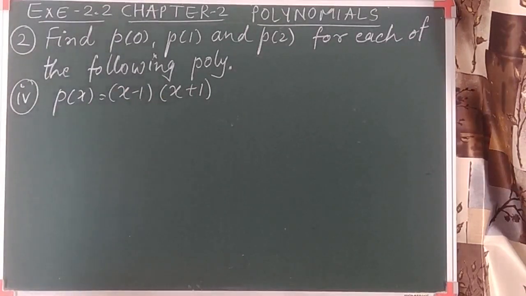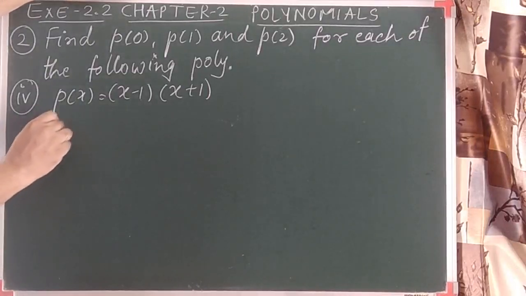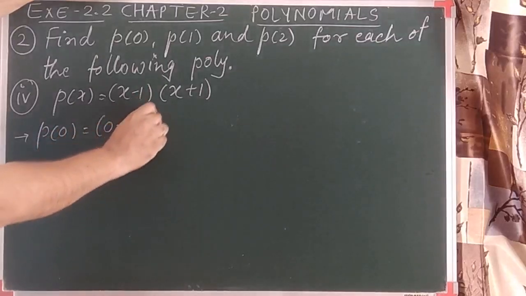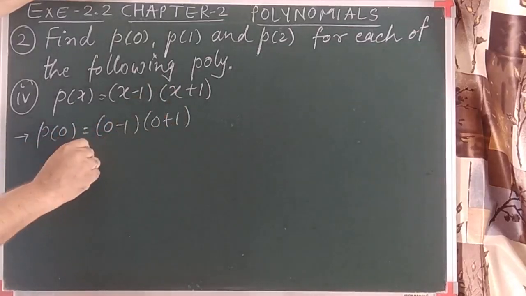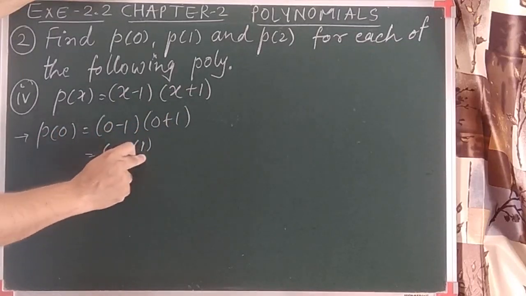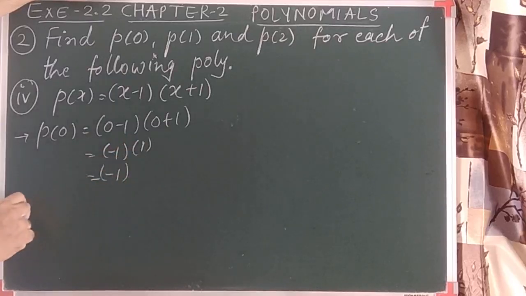So you can multiply also, but keep it as it is. Why we need to multiply? So let us substitute. Let us find out first P of 0. Wherever the x is, we will substitute 0 for the same. 0 minus 1 is minus 1 and 0 plus 1 is plus 1. Again the product, minus 1 ones are minus 1. So the answer is minus 1.